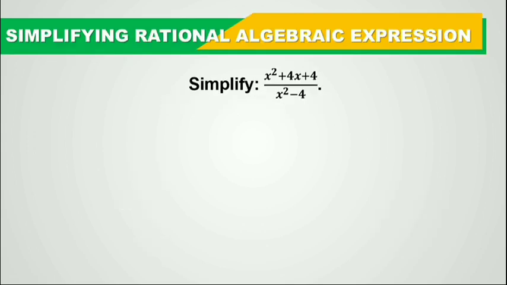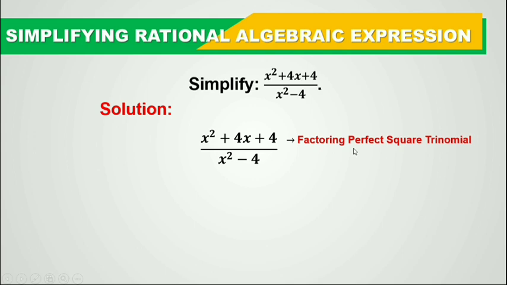Solution for this question, dapat busisihin mong mabuti kung ang expression sa numerator at ang expression sa denominator ay factorable. So kapag factorable ang mga expressions na ito, then you have to factor them accordingly. So the expression in the numerator, x squared plus 4x plus 4 is a perfect square trinomial. So therefore, maaari natin siyang i-factor. So we could factor this using factoring perfect square trinomial technique.